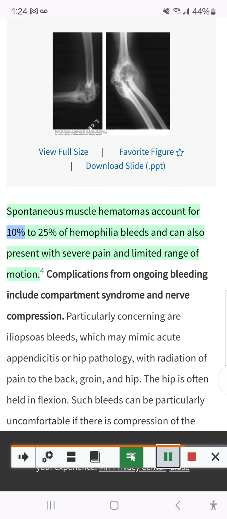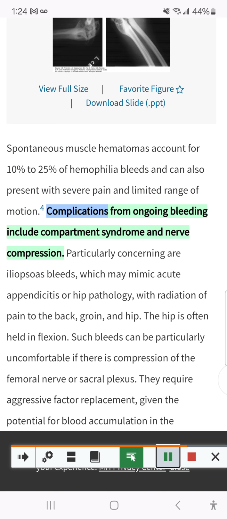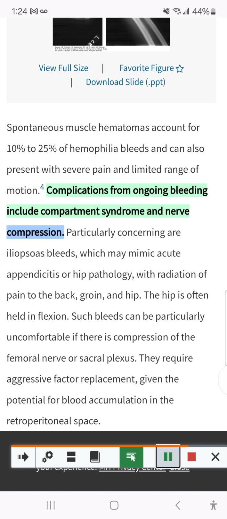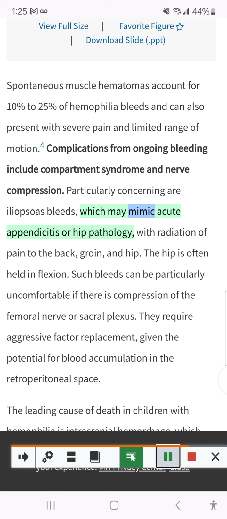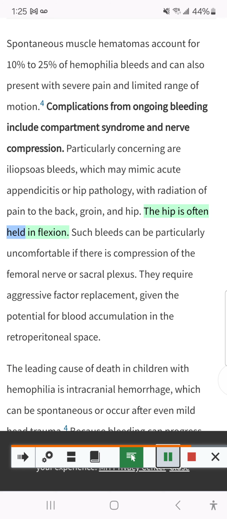Spontaneous muscle hematomas account for 10% to 25% of hemophilia bleeds and can also present with severe pain and limited range of motion. Complications from ongoing bleeding include compartment syndrome and nerve compression. Particularly concerning are iliopsoas bleeds, which may mimic acute appendicitis or hip pathology, with radiation of pain to the back, groin, and hip. The hip is often held in flexion.